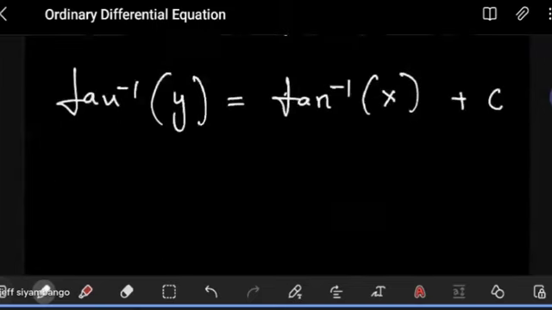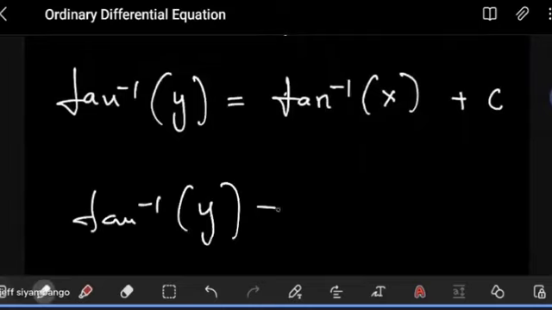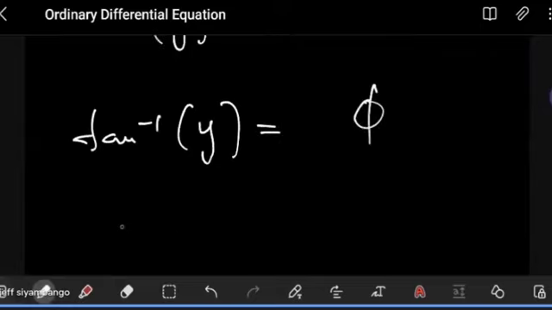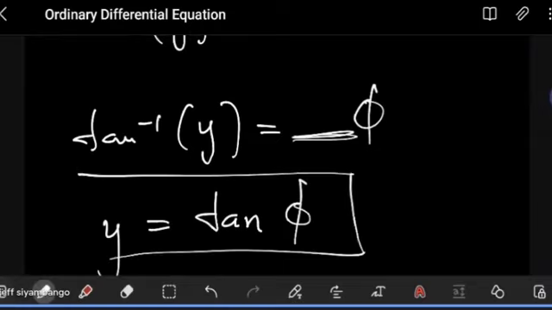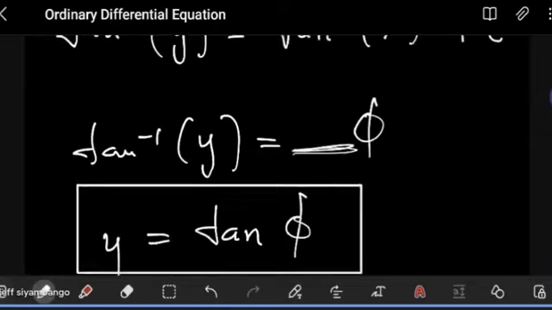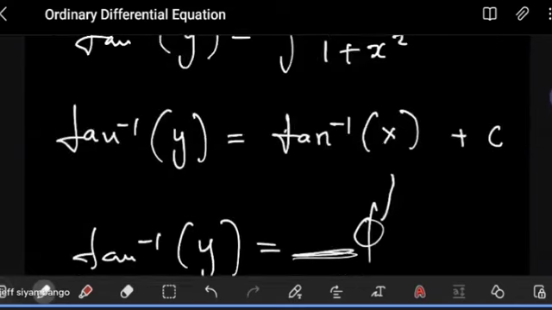What do I mean? Had this been tan inverse of y is equal to something like, let me say, phi. Had this been the case, then you'd have to remember that for you to get an inverse, you got rid of tan somewhere here. So this implies that y has to be equal to tan phi. So this is what you'd have to recall. To get rid of tan inverse, y has to be something like this. But phi here represents whatever this is.